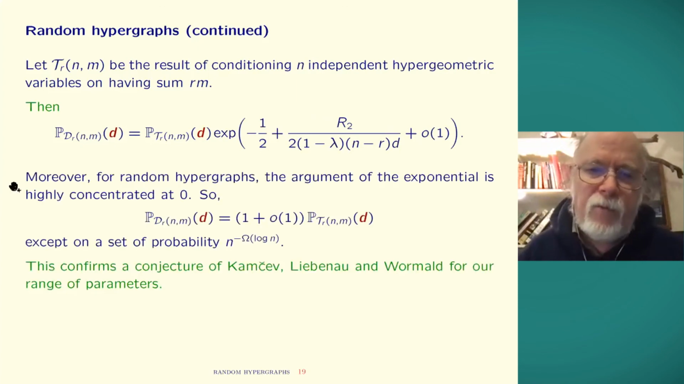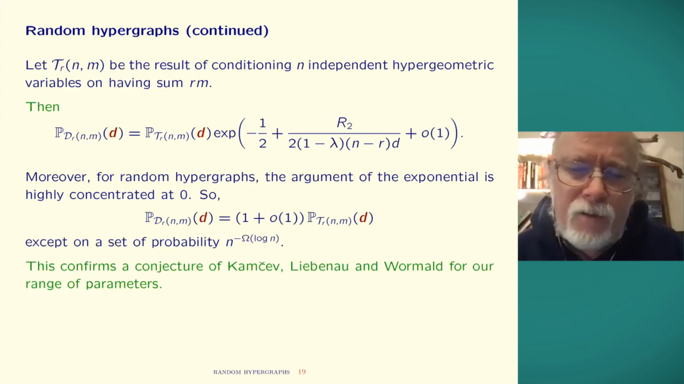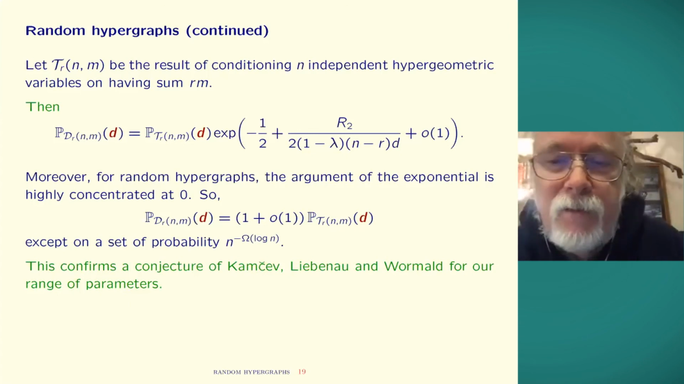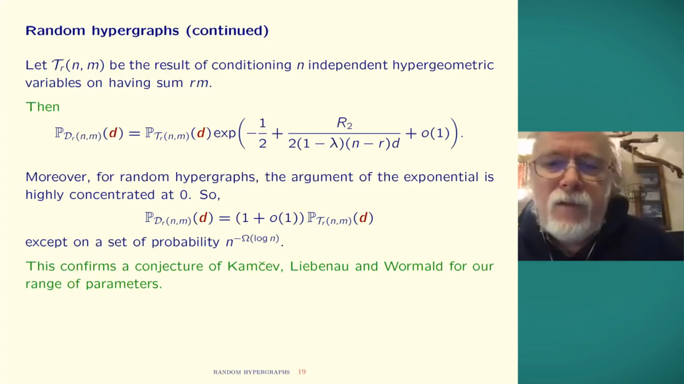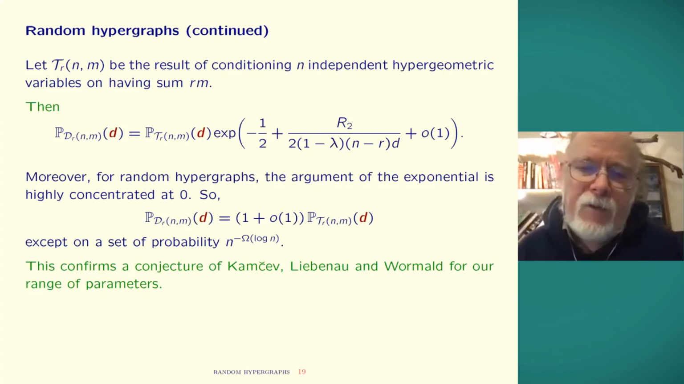And we can do a little bit more. If you consider the value of R2, so R2 is the variance of the degrees. Is that right? Yeah, I guess it's the sum of the delta j squareds, and delta j is dj minus d. And you can find that for a random hypergraph, the value of R2 is strongly concentrated at a particular value. And it happens to be precisely that value that makes this expression inside the exponential close to 0.